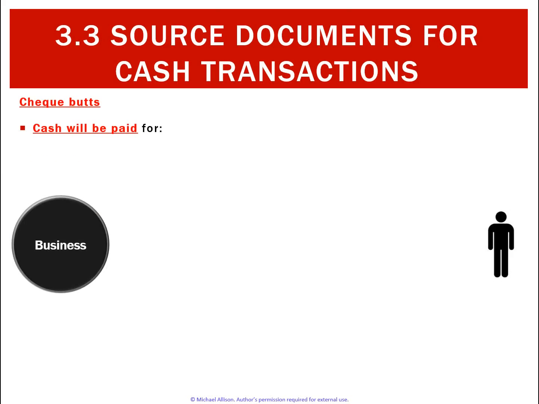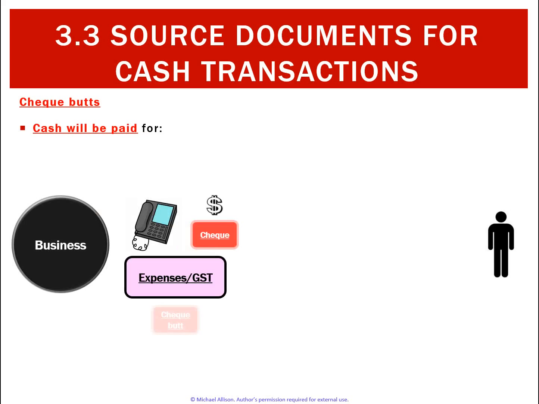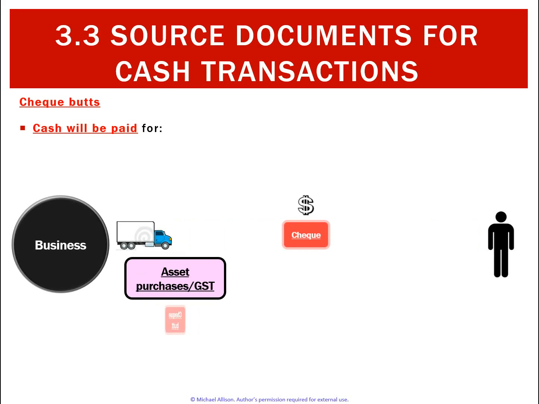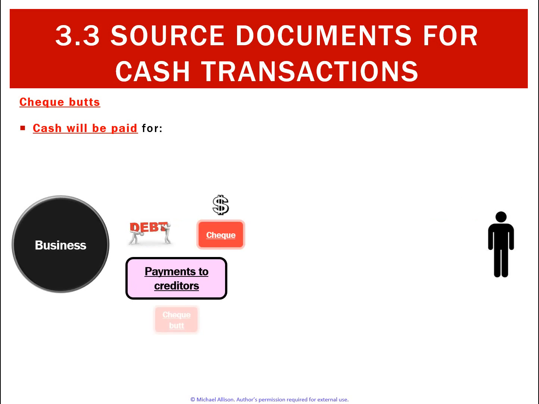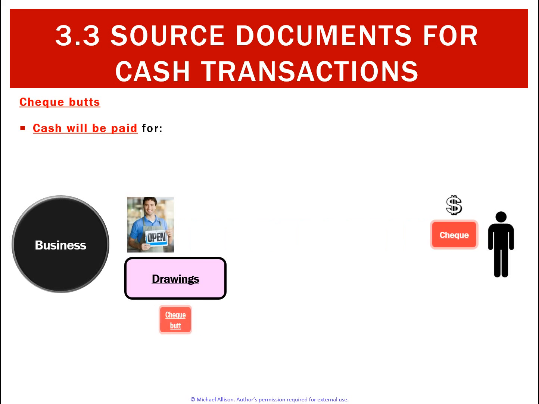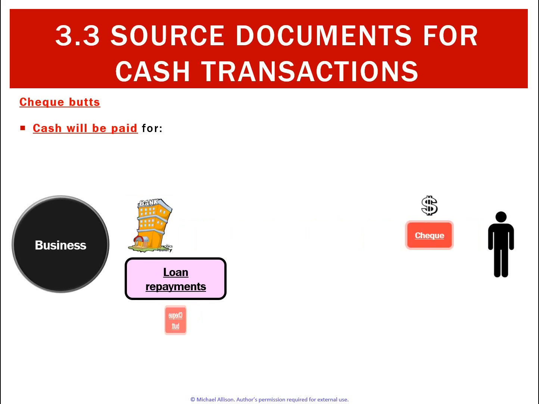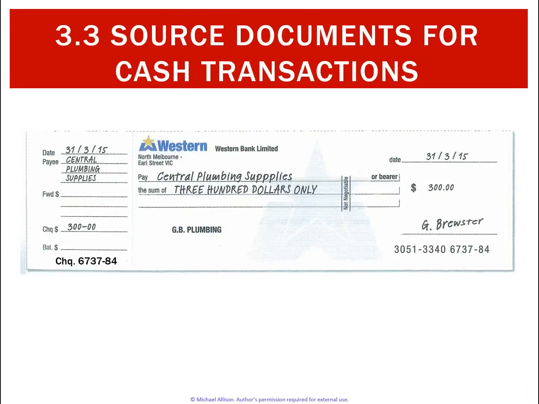Just looking at some of the situations we'll need to issue a check for, we'll have paying expenses with any GST on top. We'll have buying assets and any GST that's charged on that. We'll have paying back creditors, the owner making drawings, and repaying any loans that we may have as well.